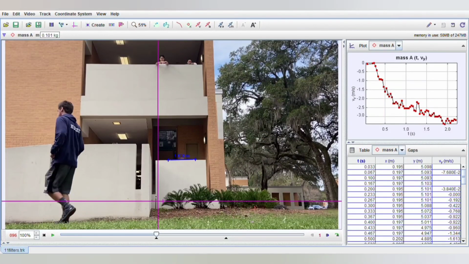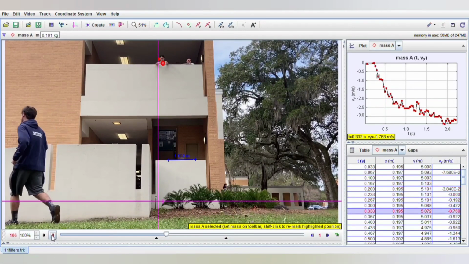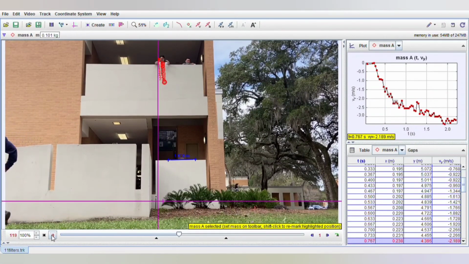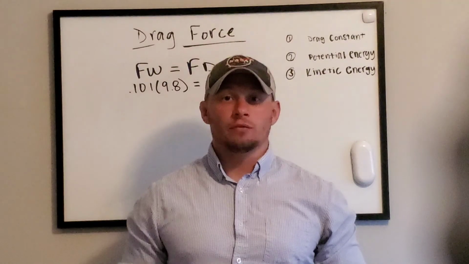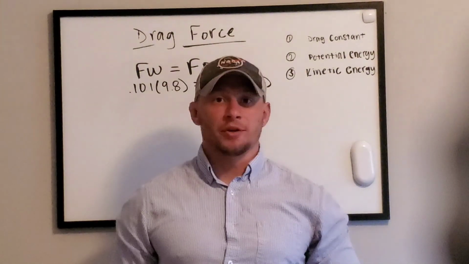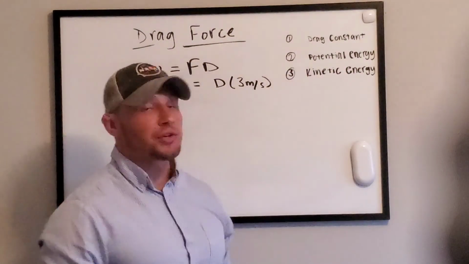So here it is. You can see we're standing at the top and we drop the coffee filters and Tracker tracks the filters as they fall through space. Now keep an eye on the graph to the right. You see how it starts off with an acceleration and then it gradually evens out where it no longer gains velocity. Now that we have real-world data from our experiment, we can find what's called the drag constant.